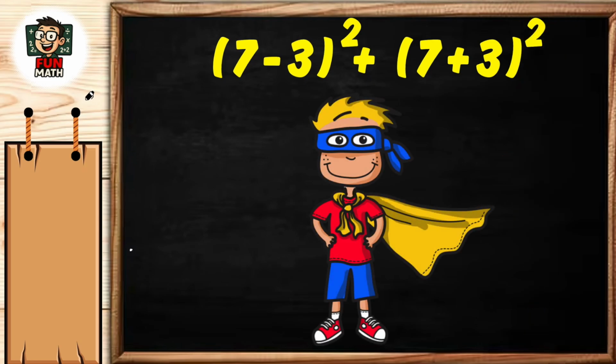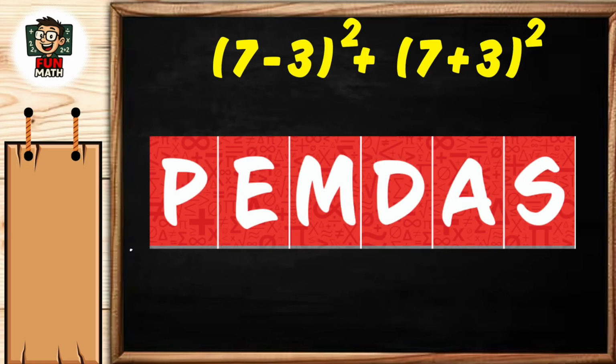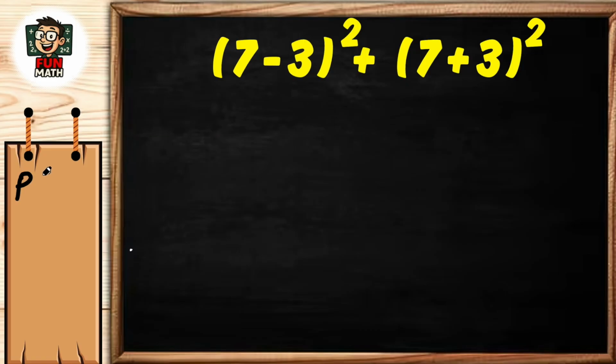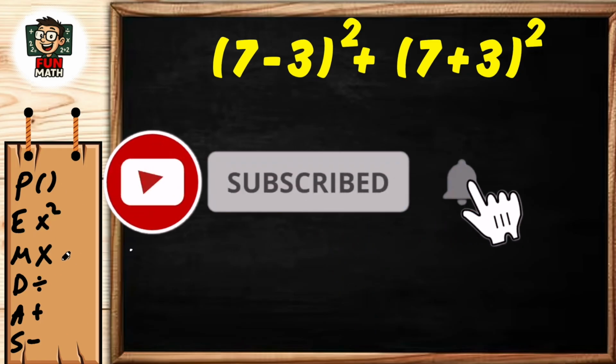Let's take a quick look at the question. To solve this question, you must know the rules of order of operations. We'll code this as PEMDAS. P stands for parentheses, E stands for exponent, M stands for multiplication, D stands for division, A stands for addition, S stands for subtraction.